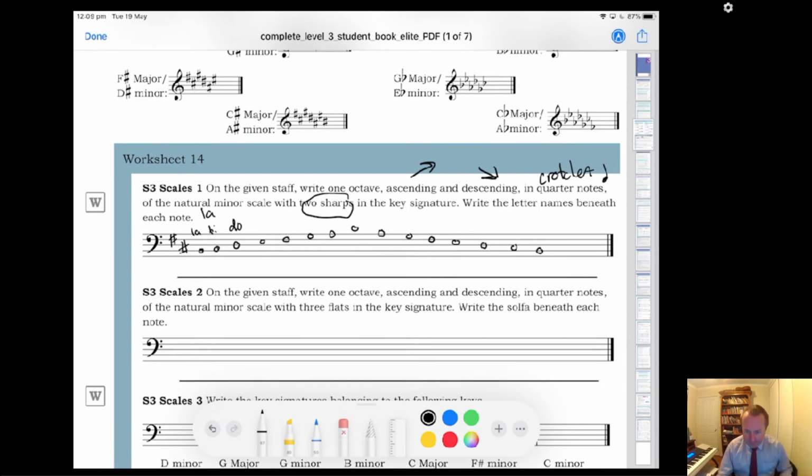Now, what was the other part of this question? Ascending and descending 1 octave in quarter notes, or crotchets. So we need to colour them all in and give them stems. Stems go up when you are below or on the middle line. Middle line can go down as well if you want. But once you're above the middle line, the stems need to go down. Down on the left, up on the right.